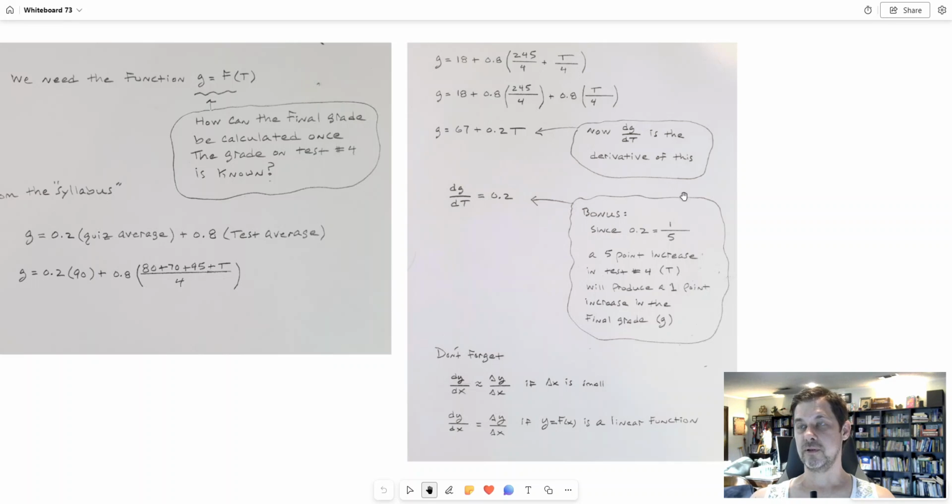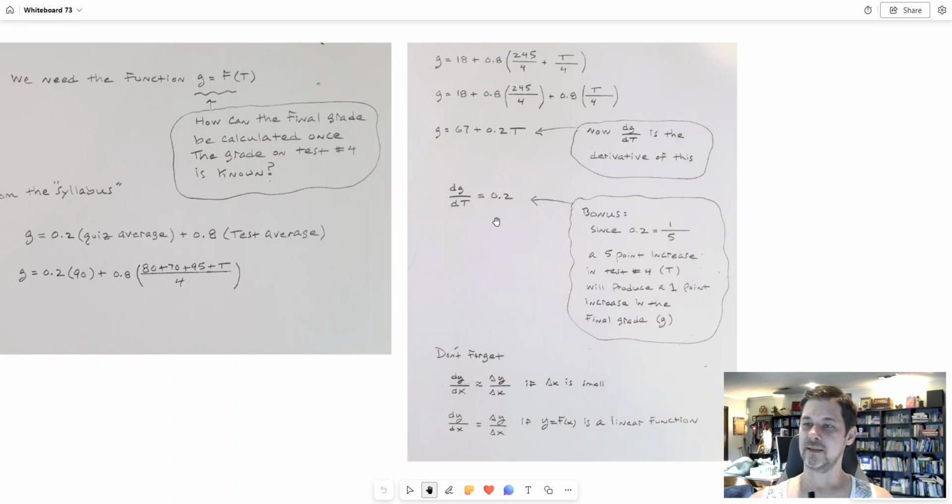First, I'll change 0.2 to 1/5, make it look like a fraction. And remember, this is like the change in the final grade over the change in the score in the last test. So I can interpret that 1 over 5 as a 5-point increase in the grade for test 4 will produce a 1-point increase in the final grade. So for every 5 points better you do on test 4, you do 1 point better in the class. All right, that's what it tells you.